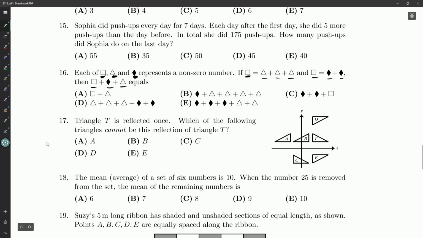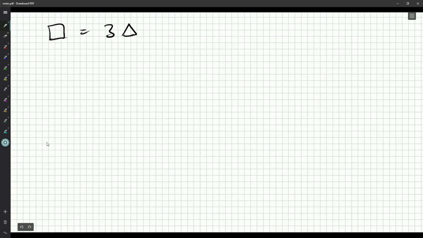So for example, I know that square is 3 triangles. Triangle plus triangle plus triangle. If you add 3 plus 3 plus 3, you're going to get 3 times 3. If you add 5 plus 5 plus 5, you're going to get 3 times 5. Right? 10 plus 10 plus 10 is 3 times 10. So triangle plus triangle plus triangle is 3 times triangle. So another way to say that would be triangle is a third of a square. Okay.